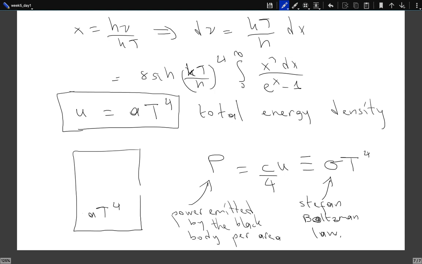Well, the important thing is don't try to memorize all these c's and factors, 4, etc. But the idea is that the power emitted by the black body should be proportional to t to the 4. And the proportionality constant, which is called the Stefan-Boltzmann constant, can be expressed in terms of all the other constants, like the Planck constant and the Boltzmann constant. So that's the main idea. That's essentially the success of Planck's explanation.